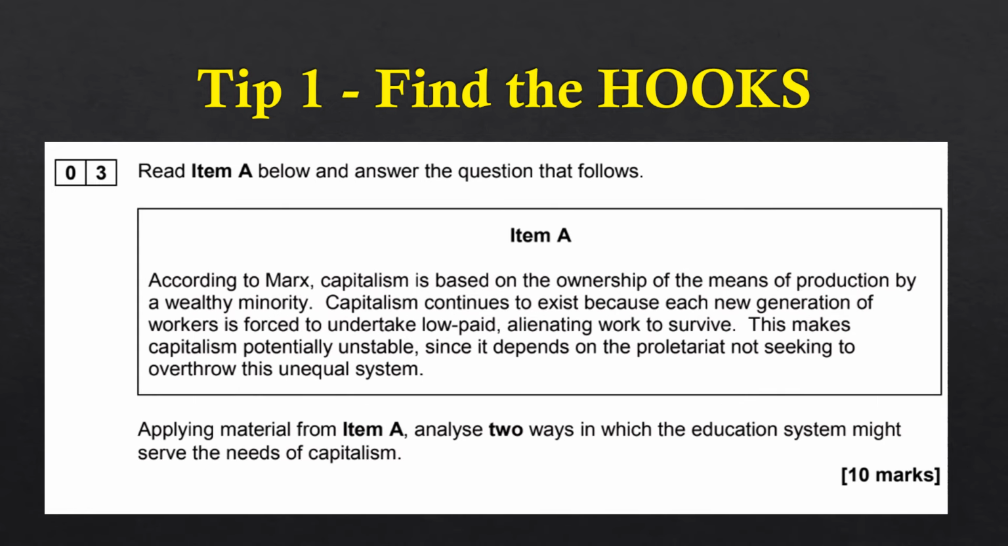Here's another example, and this time you are looking for the ways. Now this item has 2. So for example, you have to look at the capitalism continues to exist because each generation of workers are forced to undertake low paid alienating work to survive. And then the second hook you have to use is the proletariat not seeking to overthrow this capitalist or unequal system. And this is where you've got to link to the functions of the correspondence principle or the idea of meritocracy, and that being a myth.